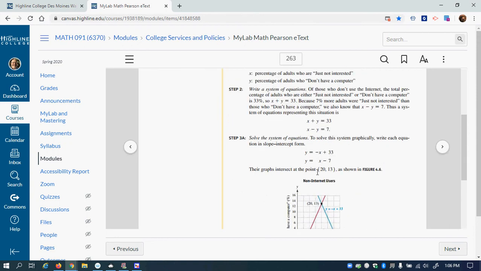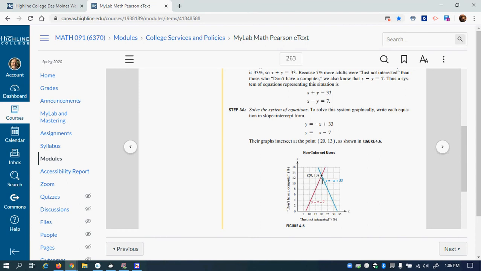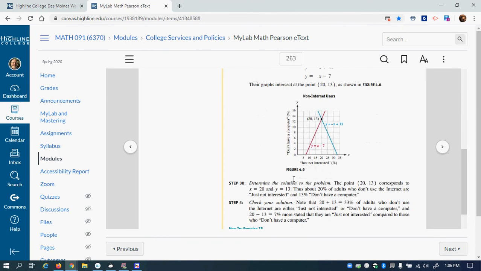So then they solved this for the slope-intercept form, and then they graphed it, and then they found the intersection to be 20, 13. And then they made a statement. They said, thus 20% of the adults who don't use the internet are just not interested. That's my X. And then the 13% don't have a computer. And then they went to the fourth step, which is just to prove that it does work, because 20 plus 13 is 33, and 20 minus 13 is 7.